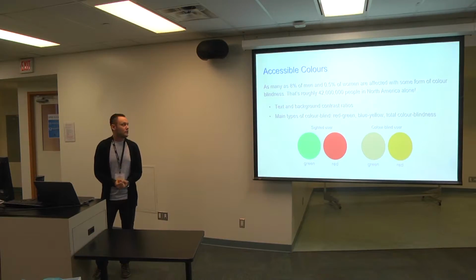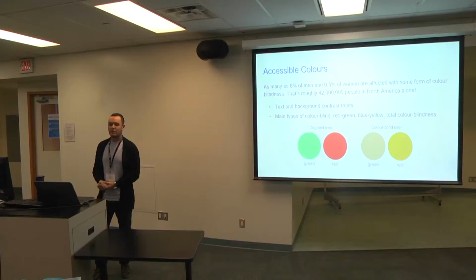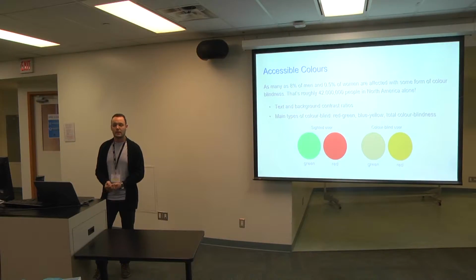And things you need to keep in mind with this are the text and background contrast ratios between your colors. And also that there's 3 main types of color blindness. These can be red-green color blindness, blue-yellow, or completely colorblind.